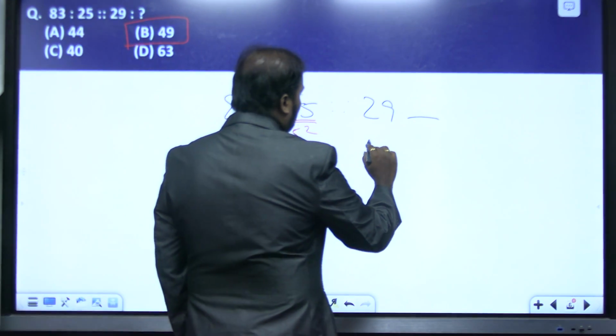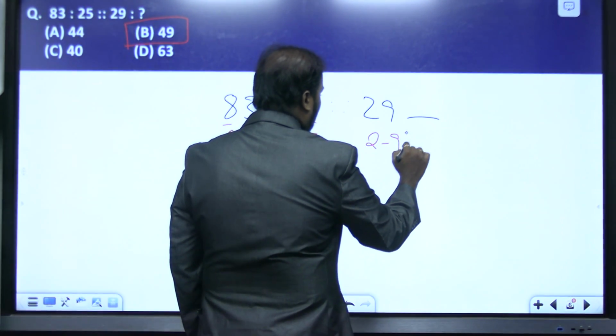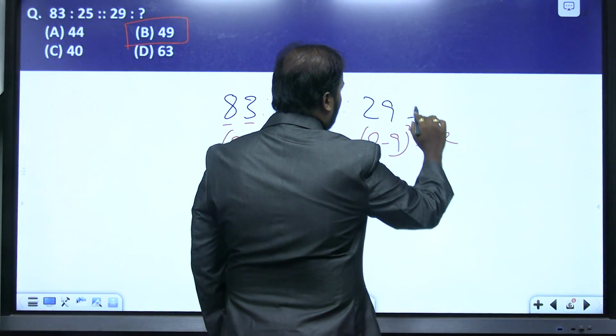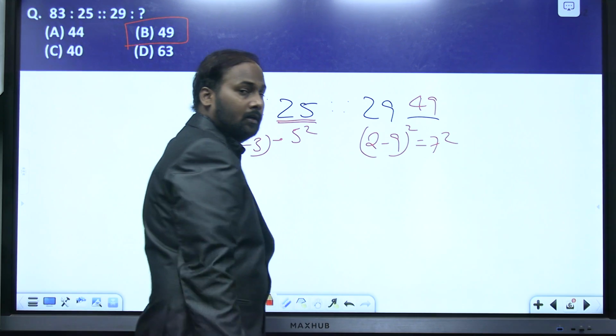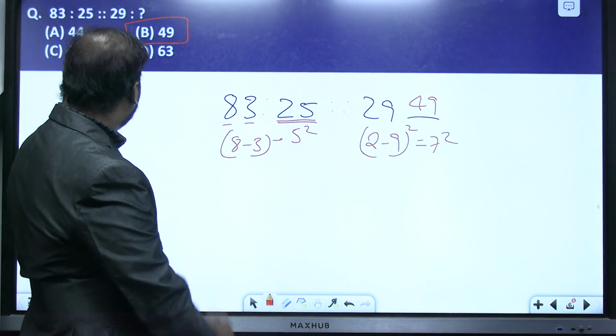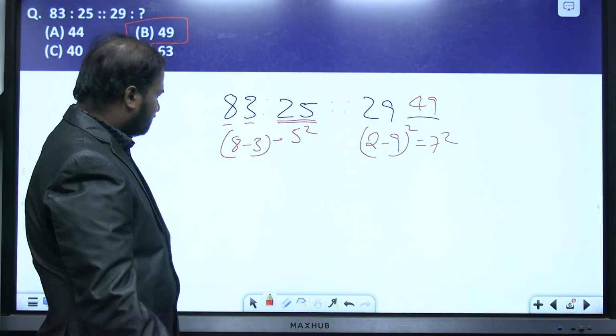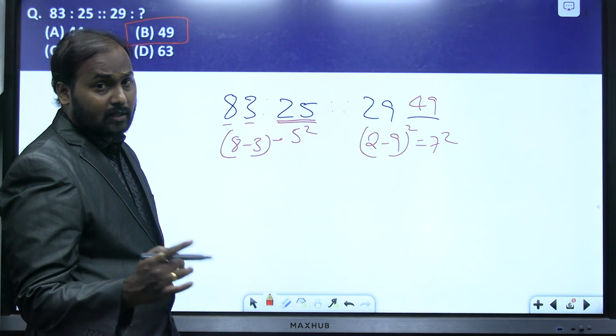Similarly, here also 2 minus 9, then square. So that is equal to 7 square, and your answer will be 49. So you can see 49, option B, as the answer. Okay. See, there are many ways of doing this.